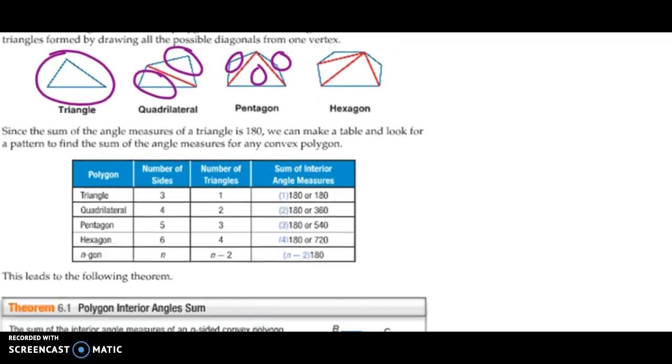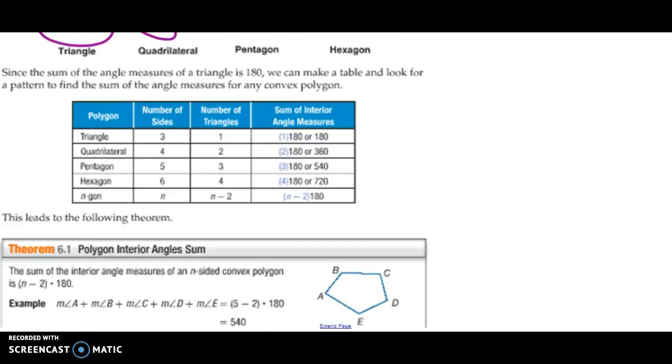So if you look at this pattern in the table below, a triangle has one triangle in it. A quadrilateral has two. A pentagon has three. A hexagon has four. And so you'll see it's actually the number of sides minus two. And so this helps us come up with theorem 6.1, which is the polygon interior angle sum. What it says is you take the total number of sides in a polygon, subtract 2 from it, and then multiply that by 180 because there's 180 degrees in a triangle, to figure out the total number of degrees in our polygon.